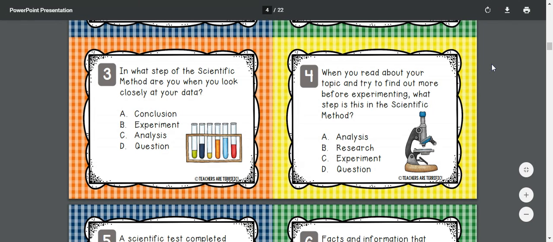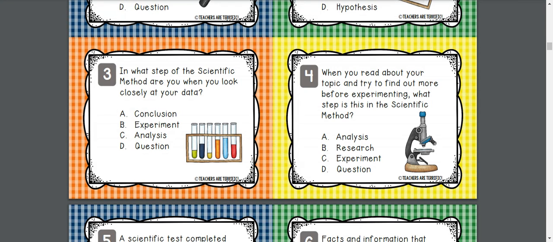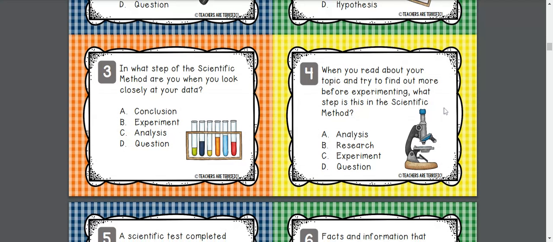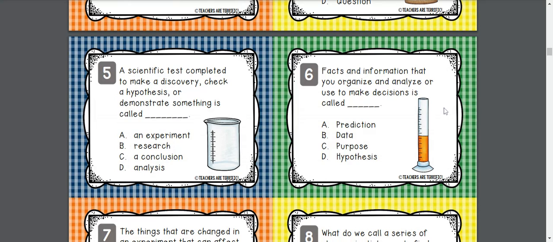Number 4, when you read about your topic and you try to find out more before you actually do your experiment, what step is this in the scientific method? Is it A, analysis, B, doing research, C, experiment, or D, forming a question? And the answer is B as in boy. That's when you are researching. If you got it right, awesome. Got it wrong, please put a finger up.